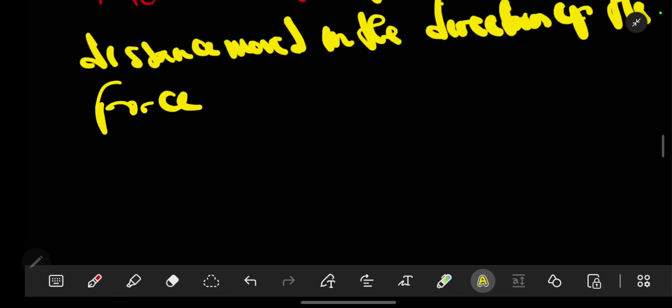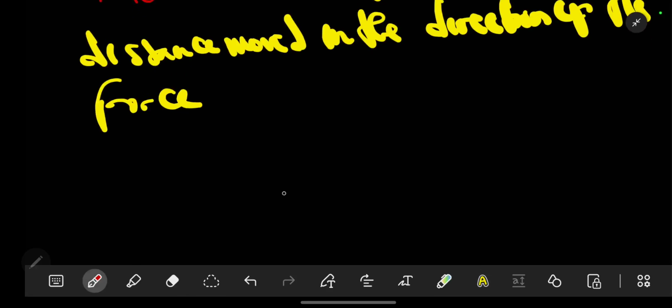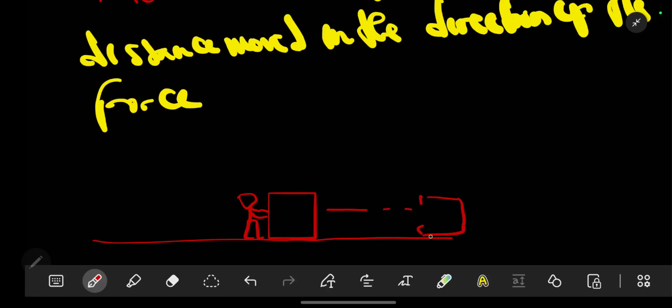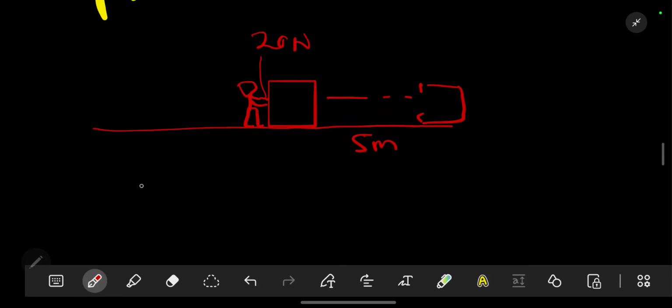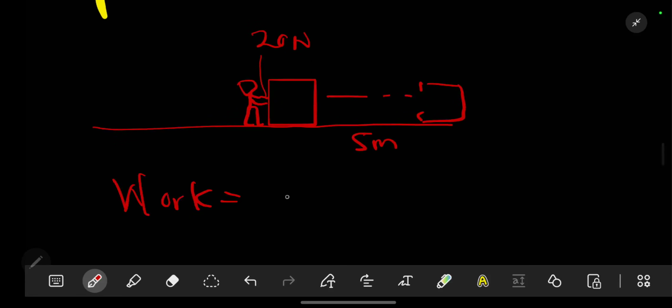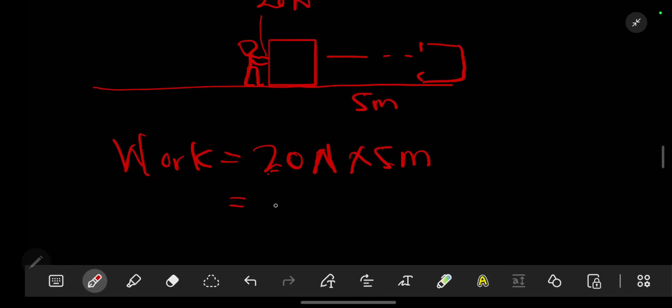Like for example, if you have an object like this one, then you apply a force of 20 newtons to move this box a distance of, let's say, 5 meters. Then the 20 newton force that you're applying, you are going to say the work should be equal to 20 newtons times the 5 meters. So 20 times 5 will give us 100. Now the unit for work is joules. So this is the work.